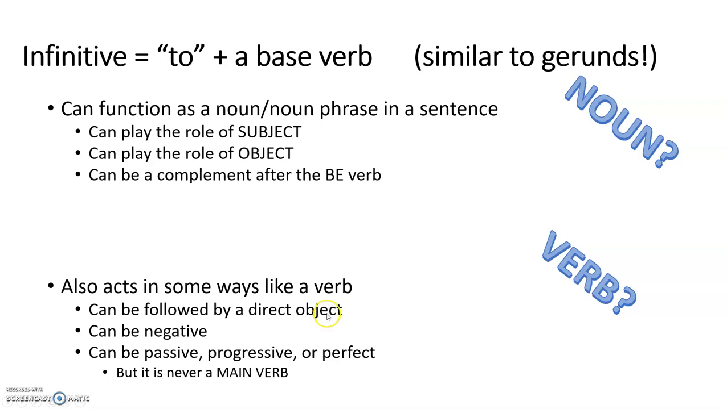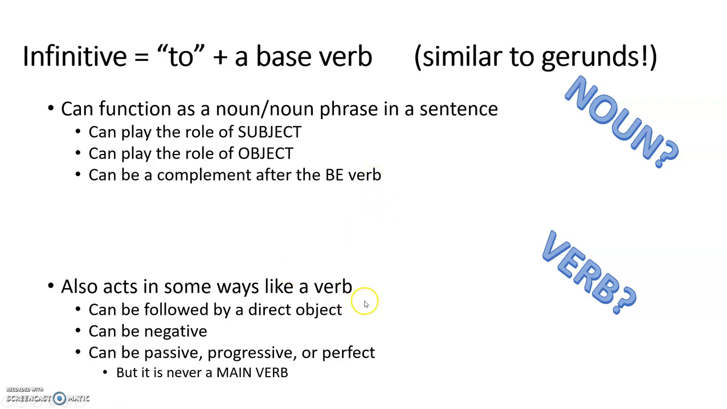For example, they both have similarities to nouns and verbs. An infinitive, like a gerund, can function as a noun or noun phrase in a sentence. It can play the role of a subject or an object. It can also be a complement after the be verb, and we'll see examples of these on upcoming slides.